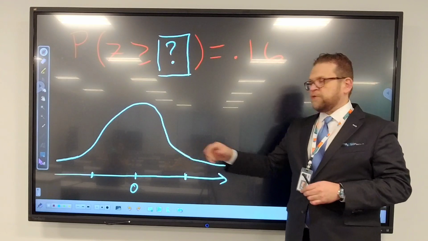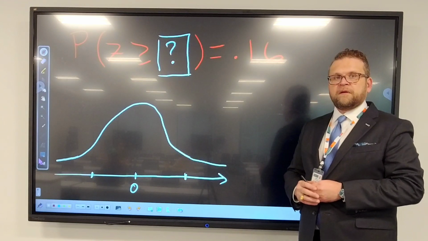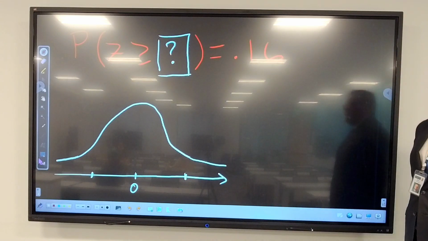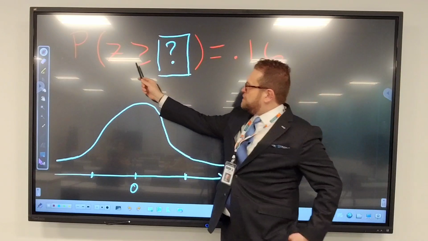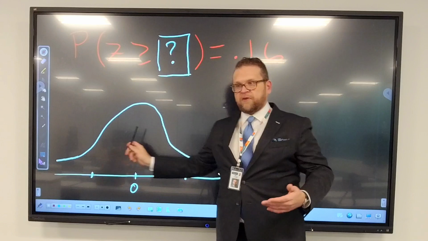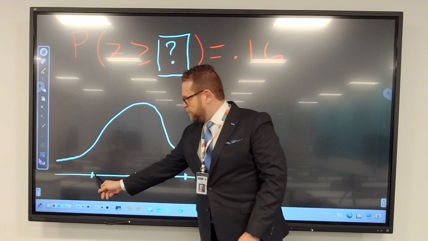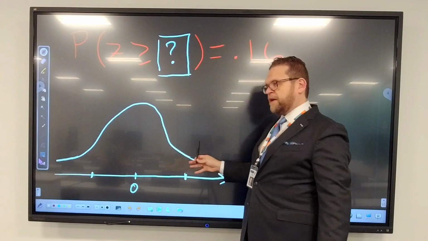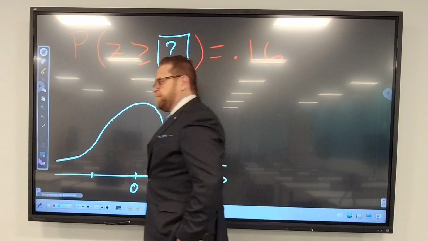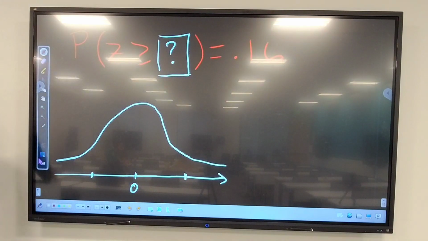Tell me why it can't be that one over there. Because the shading would be more than 16%. It'd be way more than 16%. That's it. If I'm dealing with the Z axis, so zero is here in the middle, and we said that 50% is on each side of zero. As soon as I move over here and talk about an area to the right of that thing, you're gonna have way more than 50% of the area. And 16 ain't that. So I'm just gonna pick an arbitrary place to put this question mark number, and we're gonna say that there's 16% of the area there.